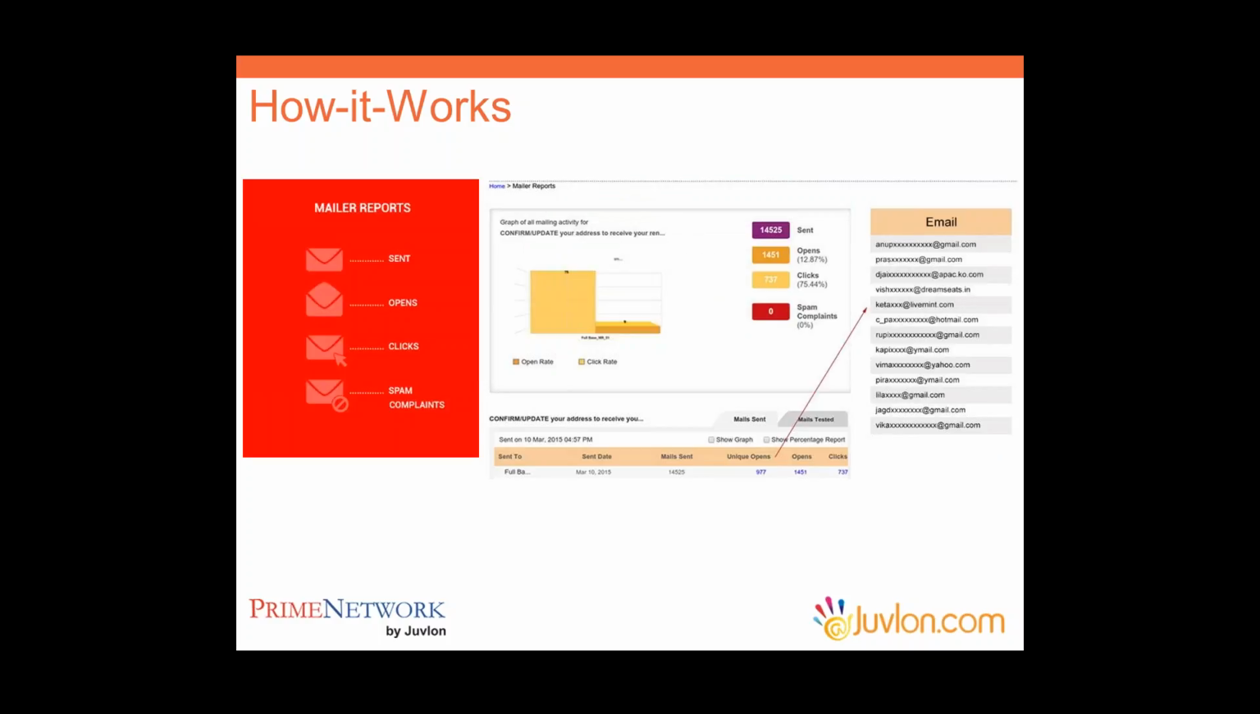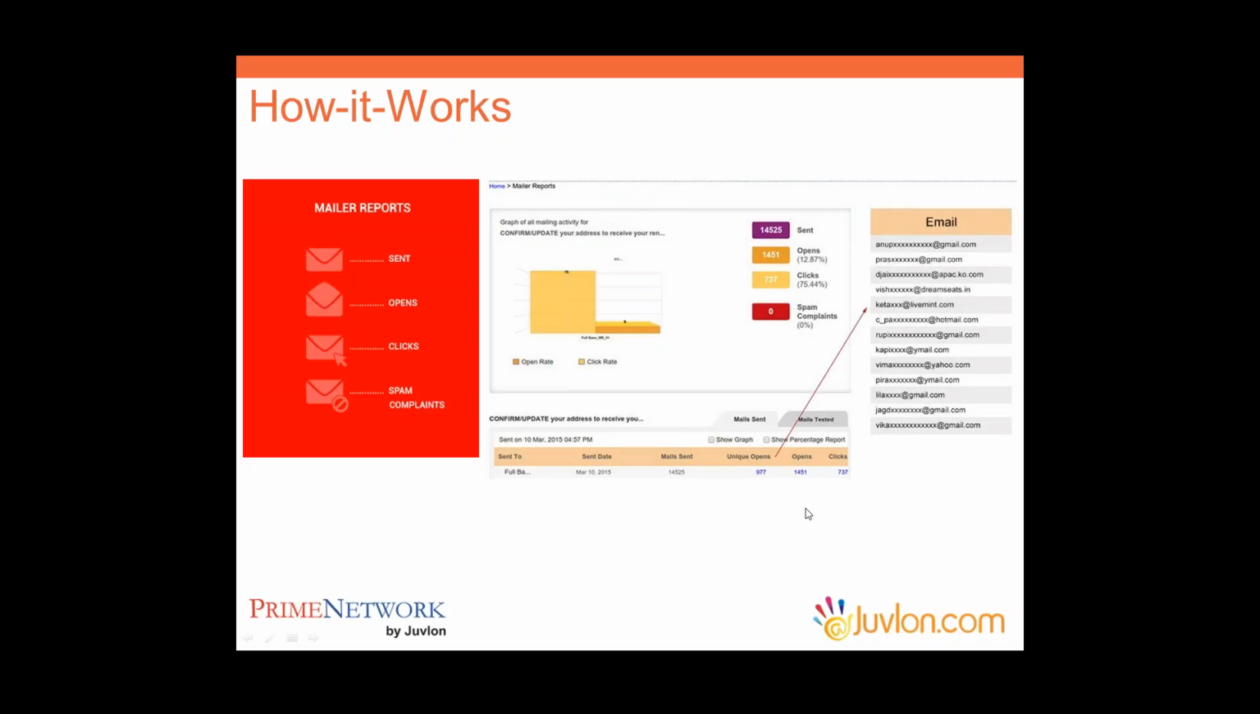The next part is about the reports. It's very important for anyone doing an email campaign to see the reports. So the advertiser gets to see the reports of how many were sent, opens, clicks, spams, bounces, unsubscribes, everything that any Juvlon user can otherwise see.